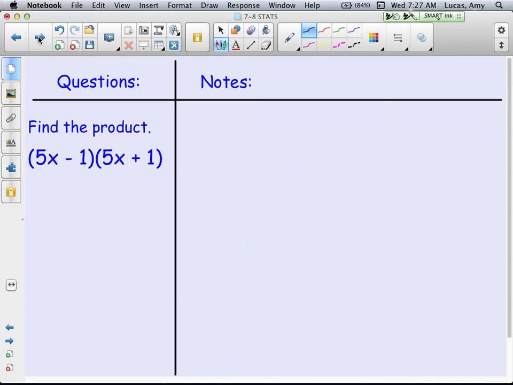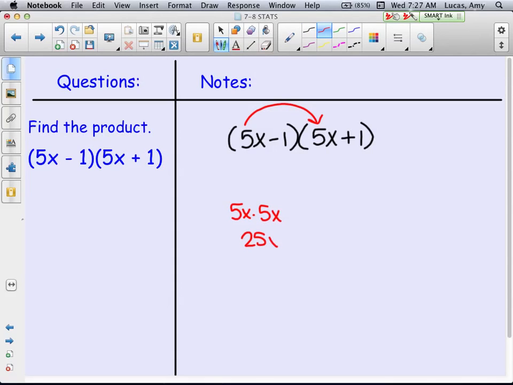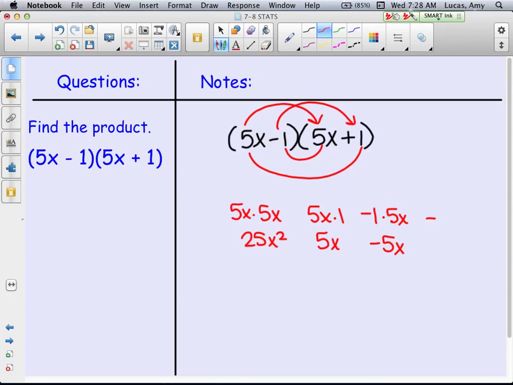Our next problem is a difference of squares again. So you should see an answer that is similar to the last one. So we should expect to have two perfect squares subtracted from each other. First product, 5x times 5x is 25x squared. Outside, 5x times 1 is 5x. Inside, negative 1 times 5x is negative 5x. And last, negative 1 times positive 1 is negative 1.